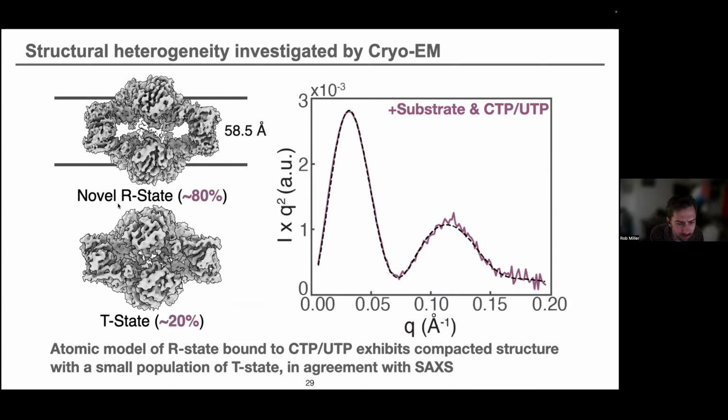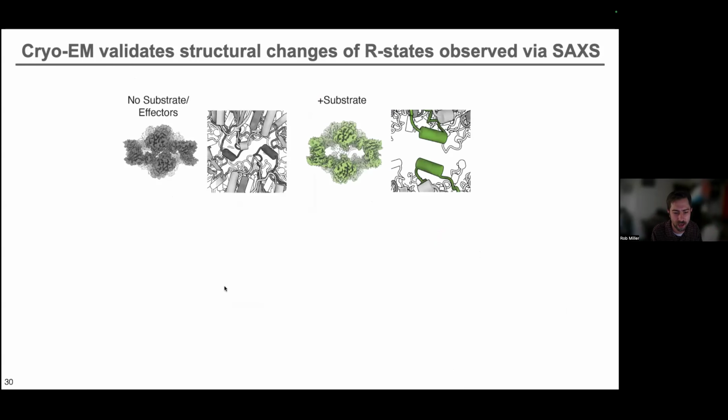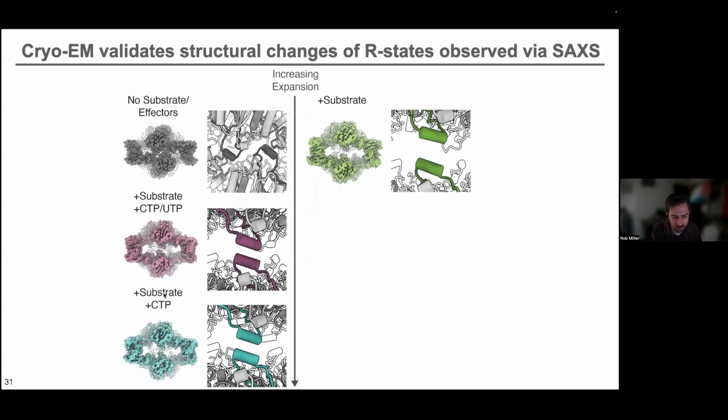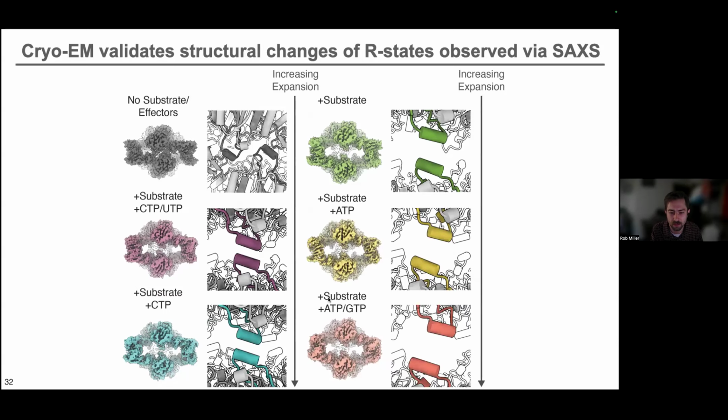And so upon observing this discrete heterogeneity, we, of course, wanted to investigate all the other nucleotide-bound states that we had identified via SAXS, first beginning with the remaining pyrimidine-bound state, this R state bound to CTP, and then following up with the R states bound to our purines, so ATP and GTP. And in the case of our enzymatically active or expanded R states, the only particle stacks in which we observe discrete heterogeneity, so a population of an R state and a T state, are our pyrimidine-bound particle stacks, suggesting that our downregulators are shifting the population back towards an enzymatically inactive T state.